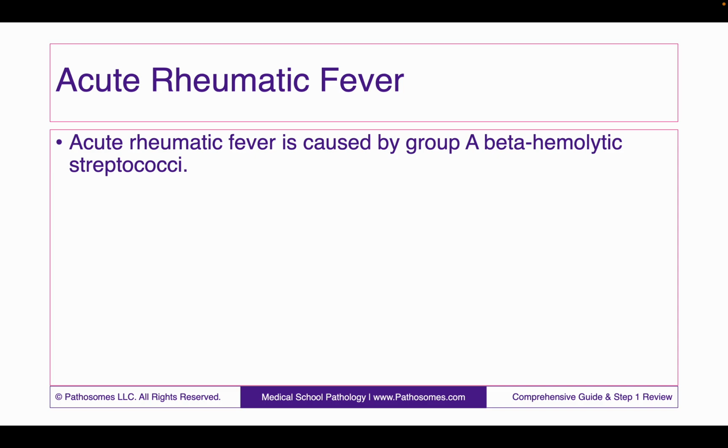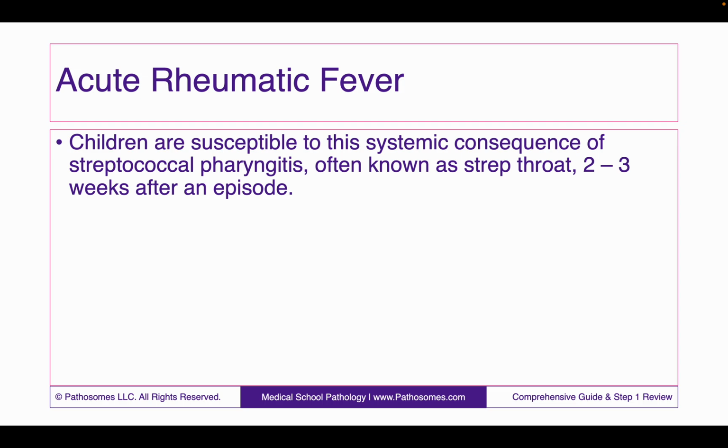With regards to specific pathologies, let's start with acute rheumatic fever. It's highly tested. You will see this. Acute rheumatic fever is caused by group A beta hemolytic streptococci. Children are susceptible to the systemic consequences of streptococcal pharyngitis, often known as strep throat. And this is usually 2 to 3 weeks after an episode.